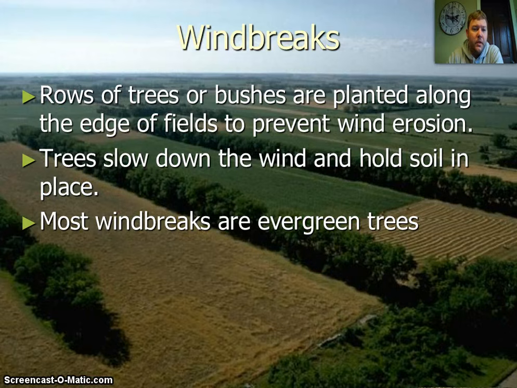Windbreaks. Windbreaks are where you take rows of trees or bushes that are planted along the edge of fields to prevent wind erosion. The trees slow down the wind and hold the soil in place. Most windbreaks are evergreen trees, pines and spruces. And you can see them. They just plant them in big, long rows, and as that wind whips across the land, hits the trees, all the soil behind it is now protected.